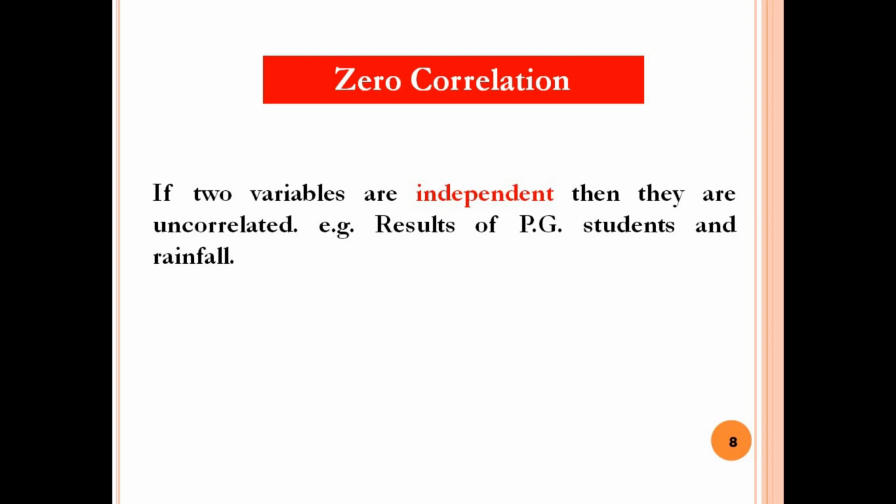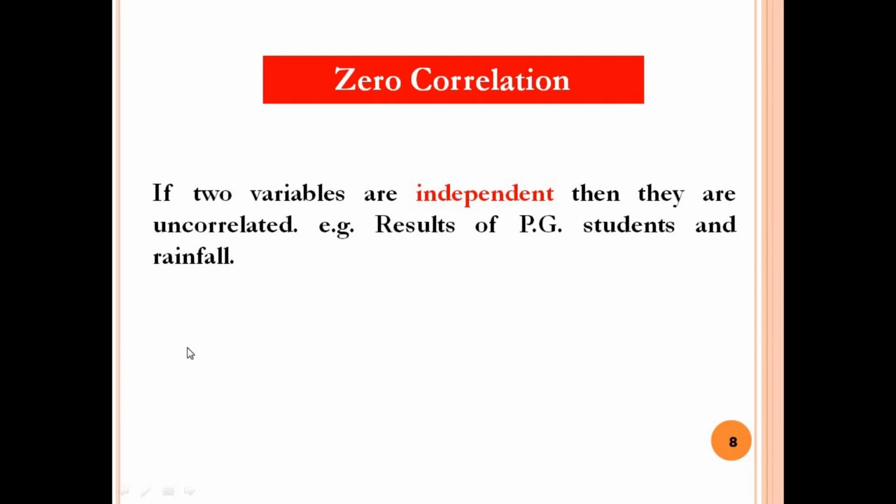Zero correlation. If two variables are independent, then they are uncorrelated. For example, results of PG students and rainfall. That means there is no relationship between these two variables. Because here the results of PG students and rainfall both are independent.